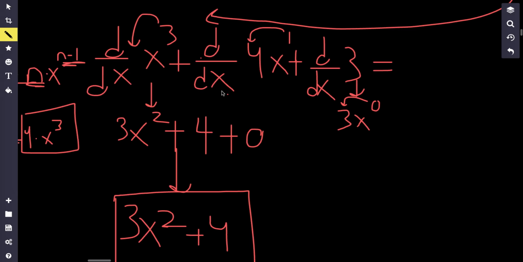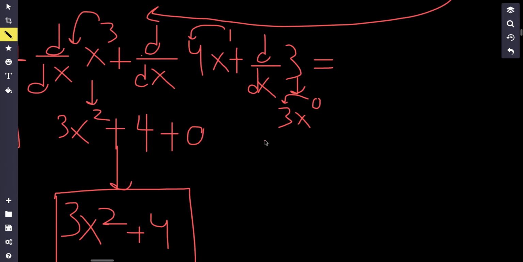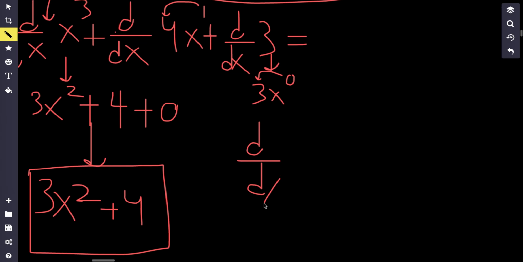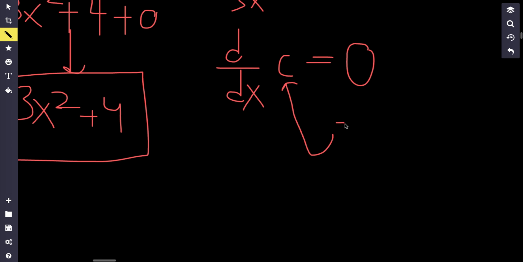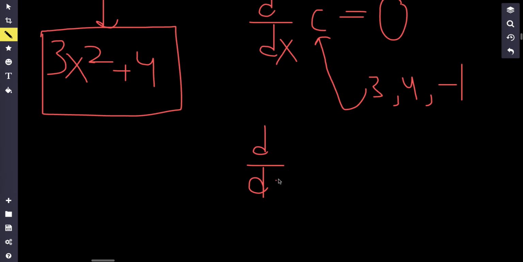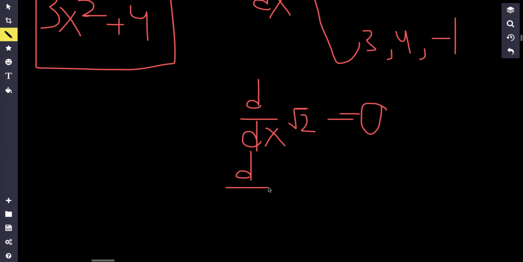Another key thing to know is that if you're taking the derivative of a constant, it's just going to be equal to 0. A constant refers to any term without an x. So for example, 3, 4, -1, right? Any one of these terms, the derivative is just going to be equal to 0. If I have the derivative of the square root of 2, this term doesn't have an x, so this is just going to be equal to 0. The derivative of -3, this term doesn't have an x, it's constant, so it's just going to be equal to 0.